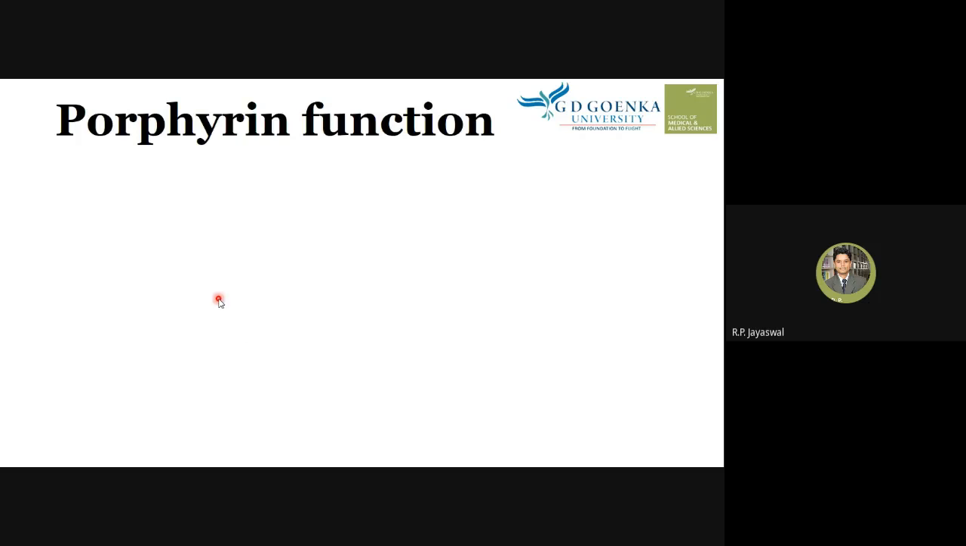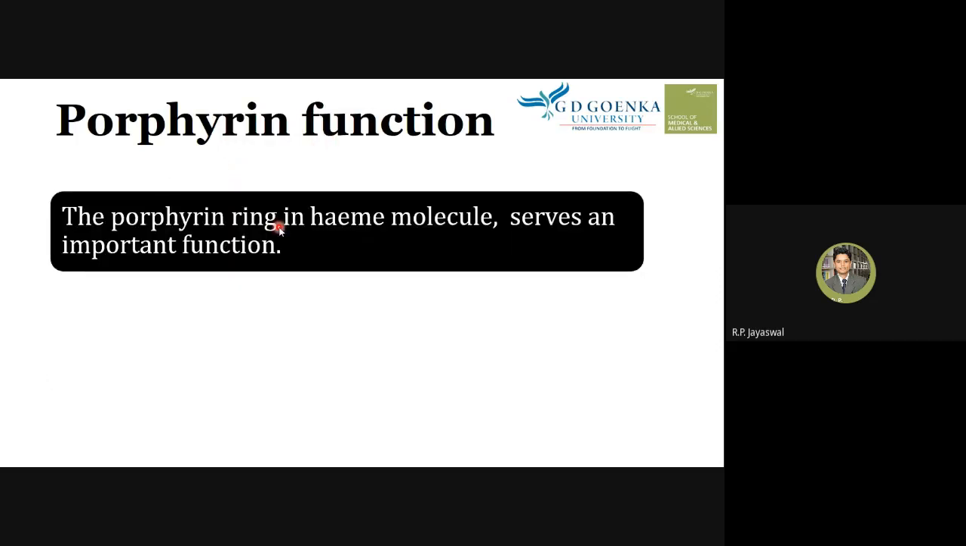So we studied the steps of heme biosynthesis, which occurs in the bone marrow, basically erythroid cells, and also in the liver, which makes cytochrome proteins, which contain heme. So porphyrin has a function. What are the functions of porphyrin? The porphyrin ring, as you know, is an important ring present in the heme molecule, and it serves an important function.